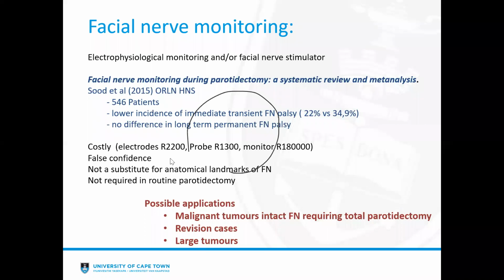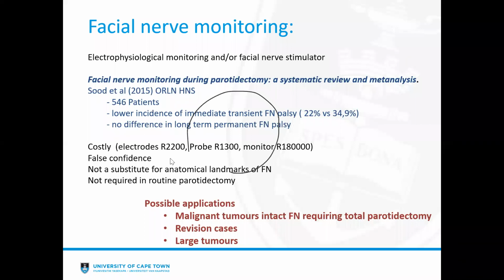So does facial nerve monitoring reduce the incidence of facial nerve palsy? A 2016 publication in Otorhinolaryngology, Head and Neck Surgery by Sud and colleagues attempted to answer this through a systematic review and meta-analysis of 7 articles and 546 patients. They found that facial nerve monitoring reduced the incidence of immediate facial nerve palsy by roughly 12%, where the number of monitored cases needed to prevent 1 incidence of immediate postoperative facial nerve weakness was 9. However, facial nerve monitoring made no difference in the long-term outcome and the incidence of permanent facial nerve palsy.